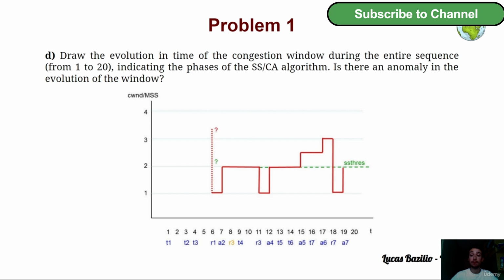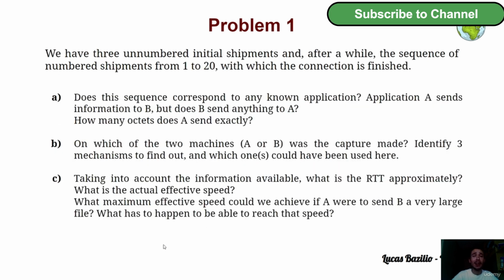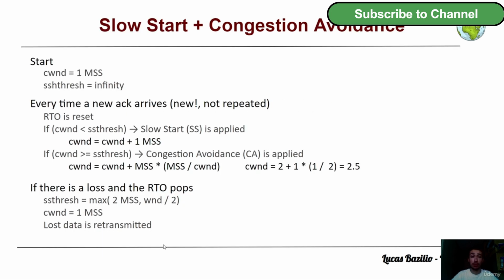Right, so it is very important to remember the algorithm and follow the slow start and congestion avoidance algorithm. This is key to solving this question D, since it is a question about this algorithm of congestion control and about how this dynamic congestion window evolves and changes over time.